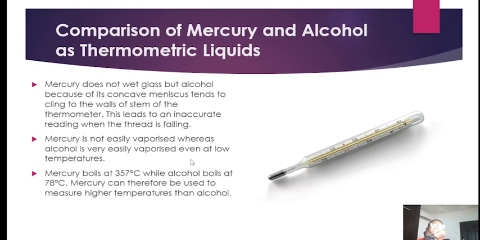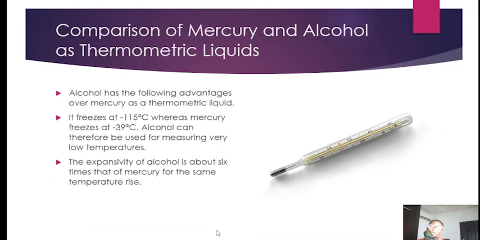Mercury is not easily vaporized, whereas alcohol is very easily vaporized even at low temperature. Mercury boils at 357 degrees Celsius, while alcohol boils at 78 degrees Celsius. Mercury can therefore be used to measure higher temperatures than alcohol.